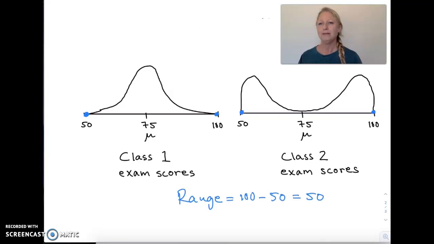And so a better way to calculate the spread is called standard deviation. And that's what we're going to learn next, which takes into account every single data value in each of these. But that's coming up next.